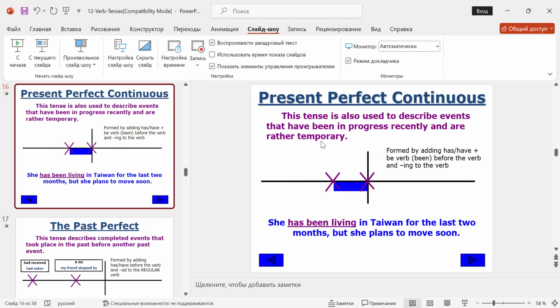This tense is also used to describe events that have been in progress recently and are rather temporary. For example, she has been living in Taiwan for the last 2 months, but she plans to move soon. It is formed by adding have or has plus the past participle before the verb, and ing to the verb.